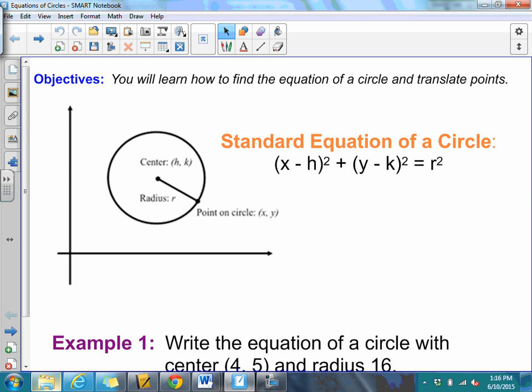Okay, here's your standard equation for a circle. It says x minus h quantity squared, plus y minus k quantity squared equals r squared. Okay, it creates a circle. Now, let's talk about what the stuff stands for.